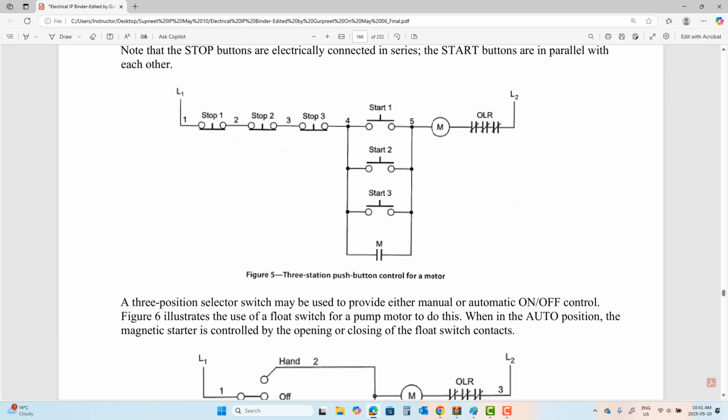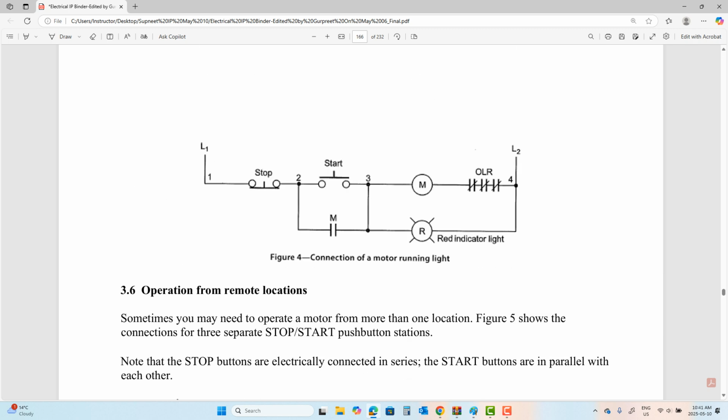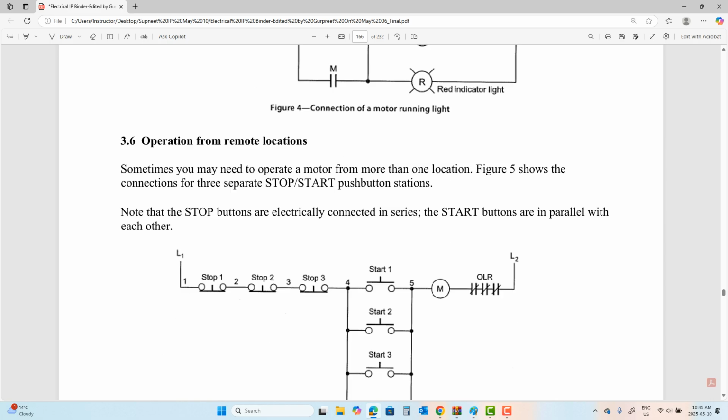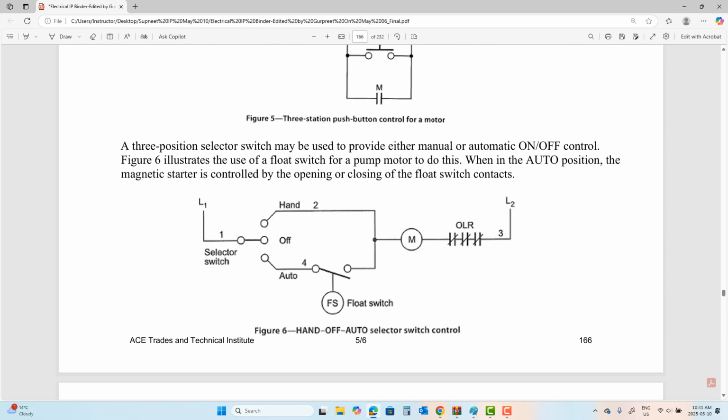How about a start and a stop? Are they in series or in parallel? A start and a stop are always in series. Exactly like this. Right? You see it. If your stops were in parallel, they wouldn't work. True, they won't work. Keep going.